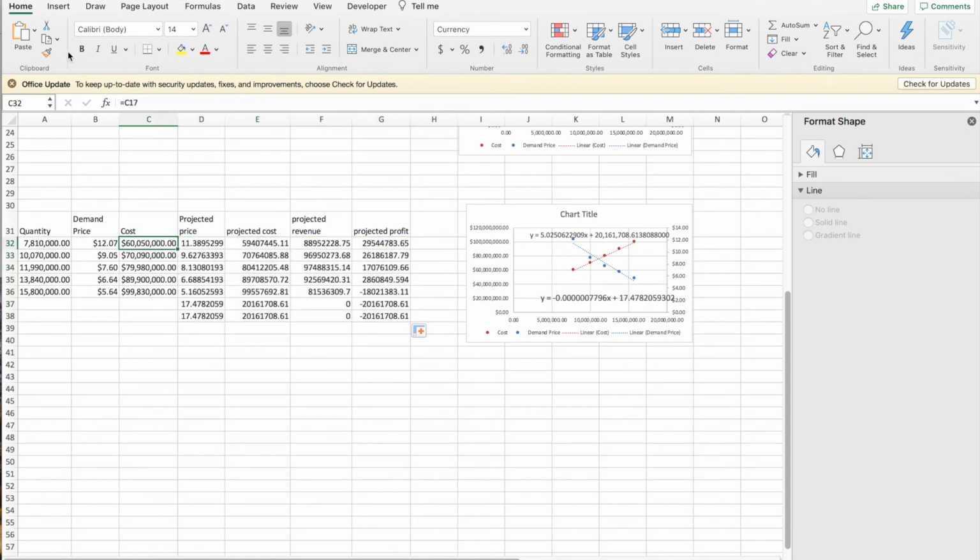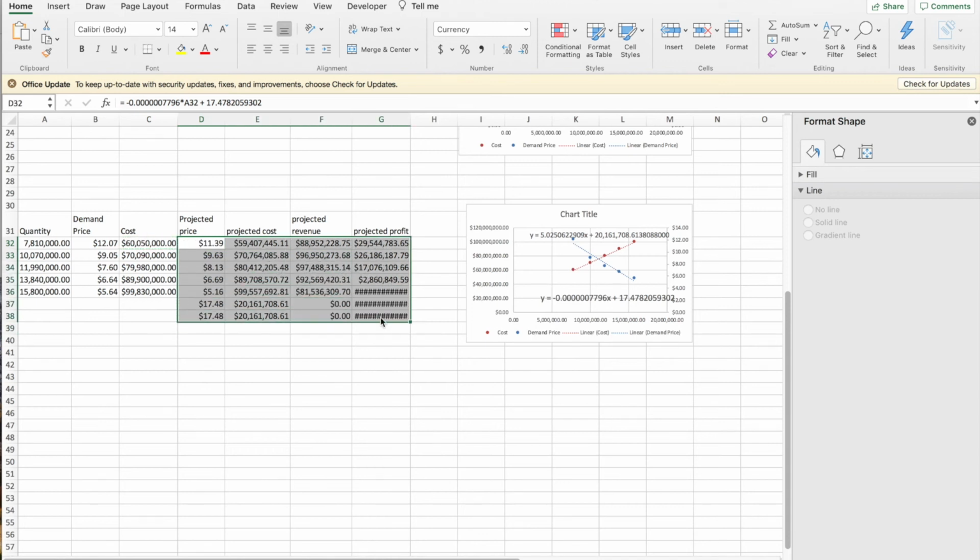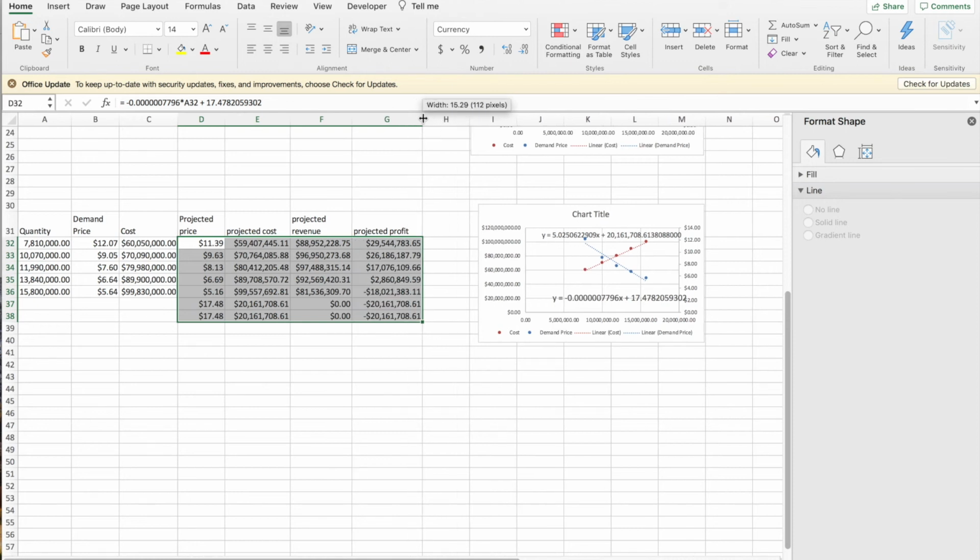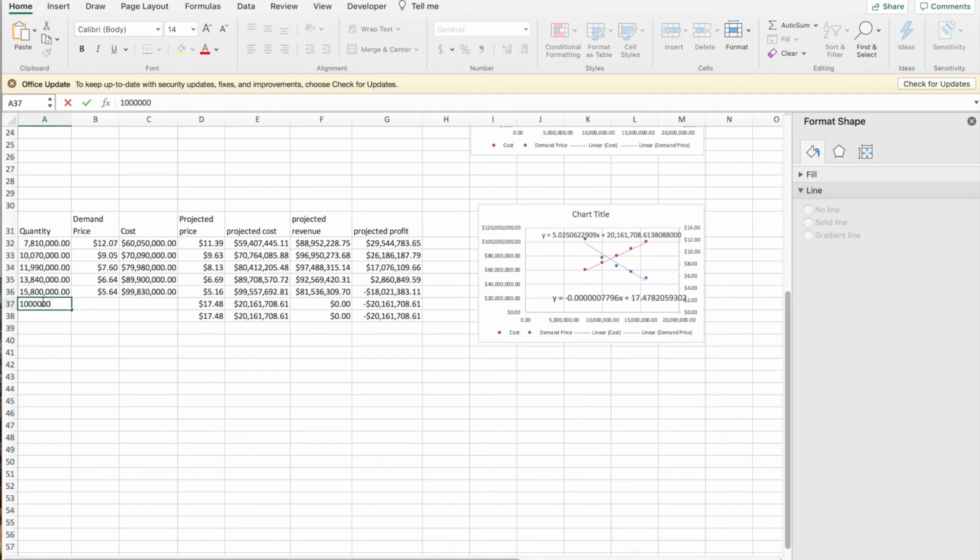I'm looking at this. I'd like to say all of these numbers are dollars, so I'd like to use my formatting, make my columns broad enough to see it. I then want to say, I think somewhere near a million is going to be a break-even point, and somewhere near 15 million is going to be a break-even point.